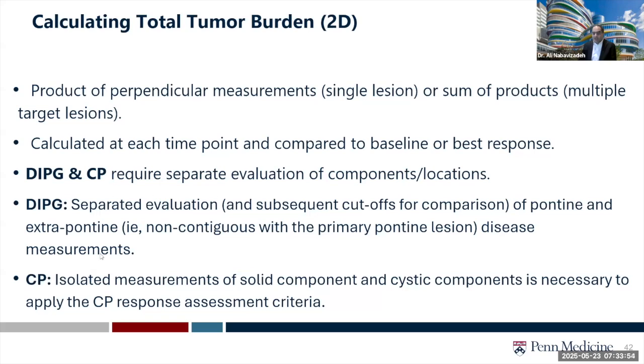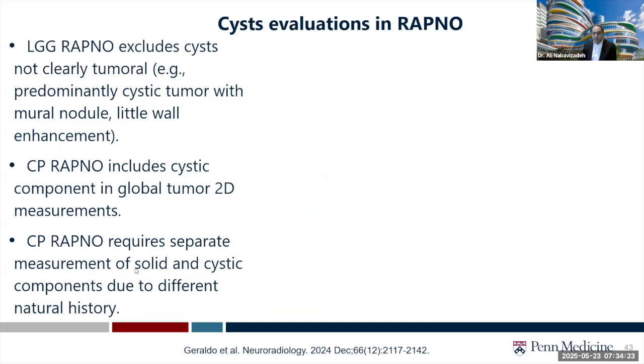So for DIPG, the cystic component will be included in the overall tumor measurements. However, both the cystic and solid components require separate evaluation and different cutoffs for comparison. For DIPG, there is a separate evaluation for the pontine and extrapontine tumor components. So that is important to keep in mind. I'll show you some examples.